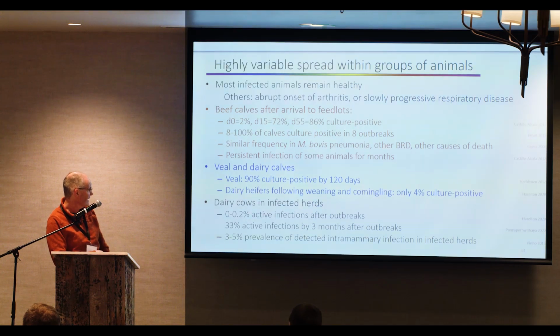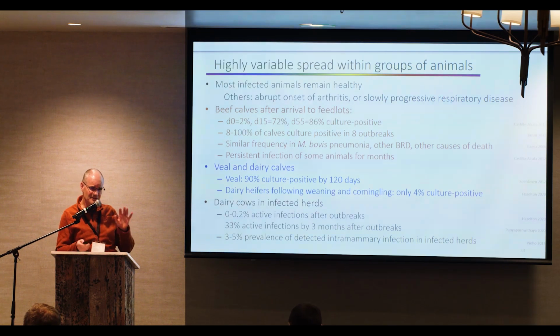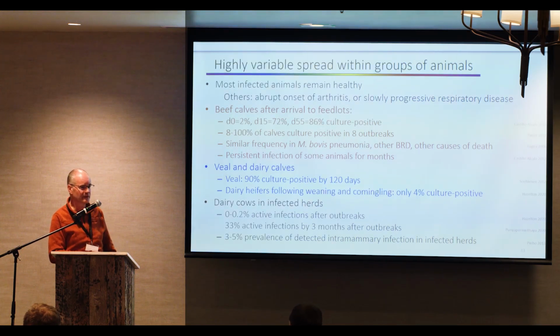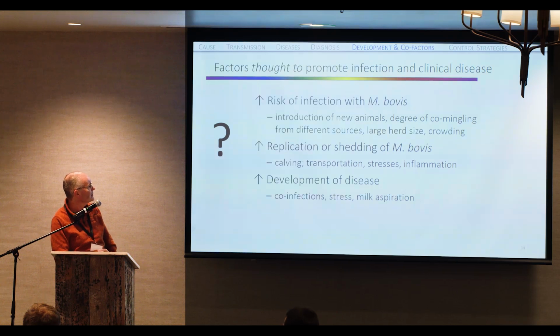Same thing with dairy cows. Again, 0.2% infected after an outbreak of disease. In this study, this one had 33% infected. Same sort of story. So there's a lot of variability in how the pathogen transmits within a group of animals, and I don't think we have a good handle on why that occurs.